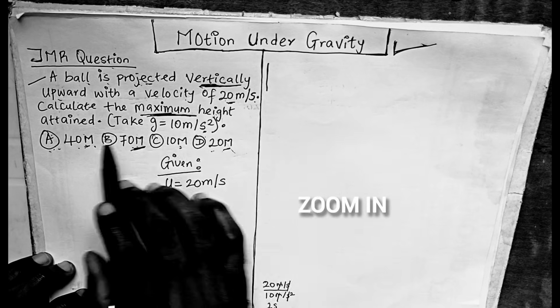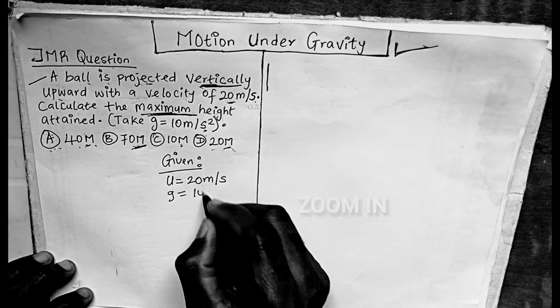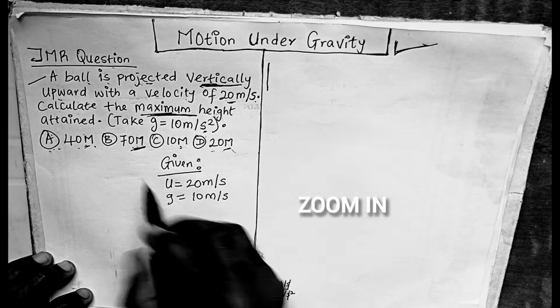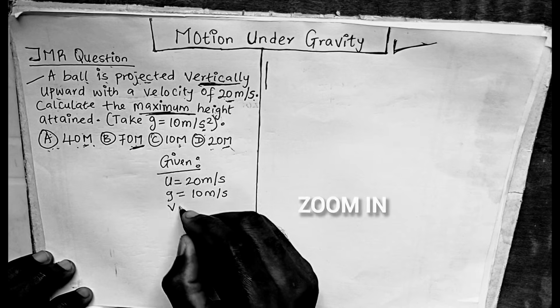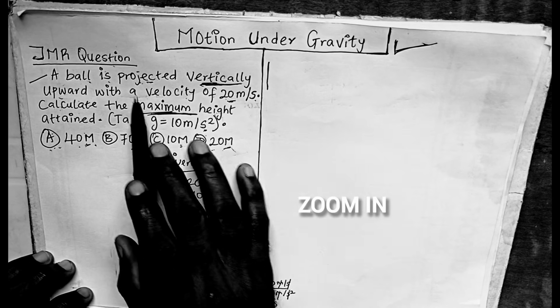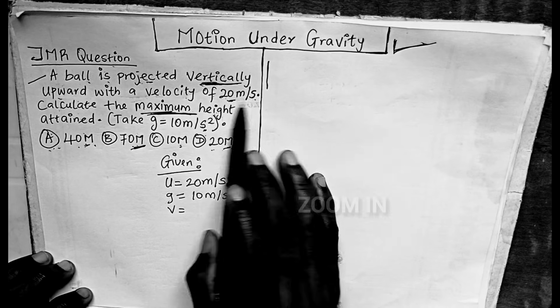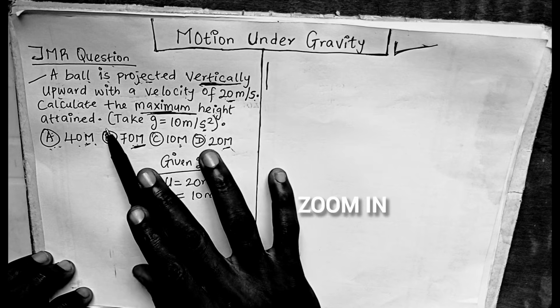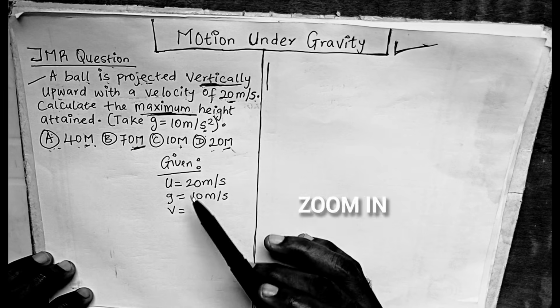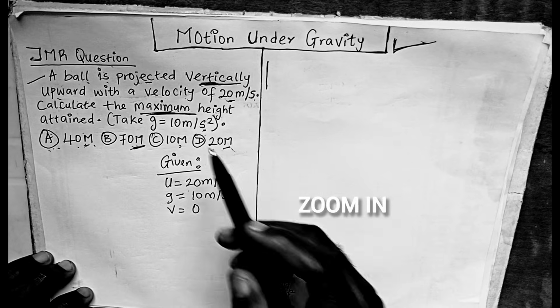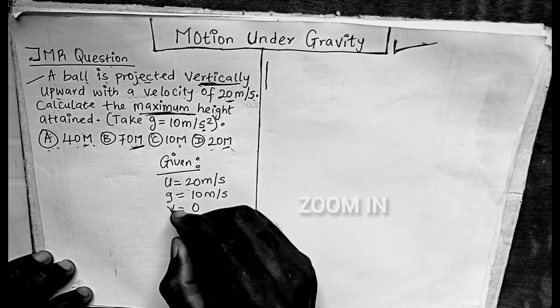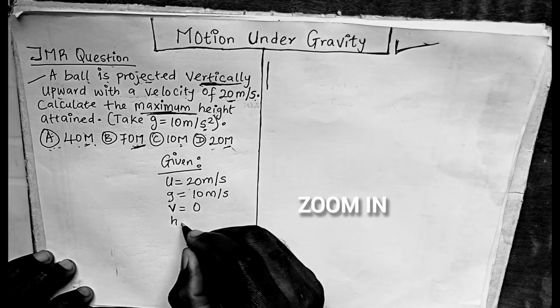So the next thing they gave us is acceleration due to gravity, g equal to 10 meters per second square. Since we are calculating with gravity, we are going to include v equal to what? It says upward with a velocity of 20 meters per second. Calculate the maximum height attained. So our v will now be equal to 0, no final velocity. They don't tell us it comes to rest, so v will be 0. So now we are looking for the maximum height, which is h equal to question mark.